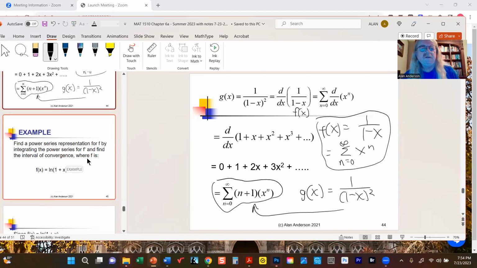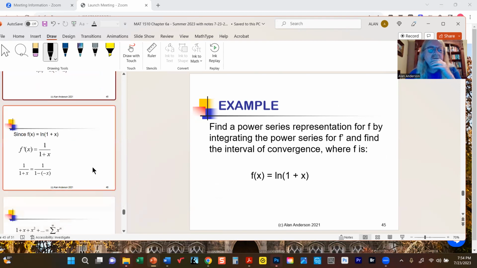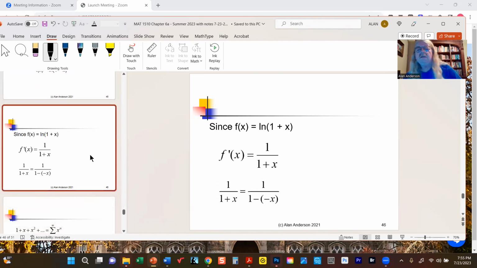Okay, now how about this one? Find a power series representation for f by integrating the power series for f prime and then find the interval of convergence. So f of x is the log of 1 plus x. And of course, that implies that the derivative is 1 over 1 plus x.